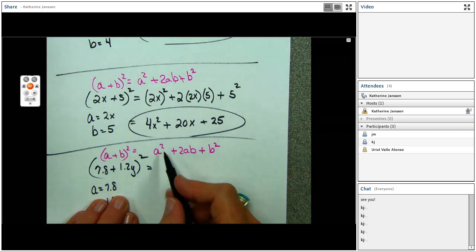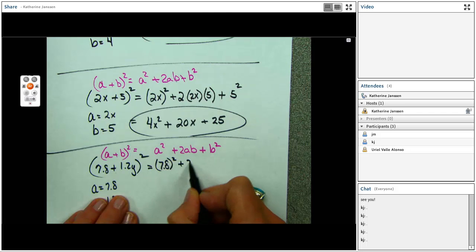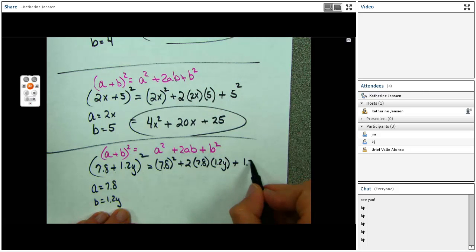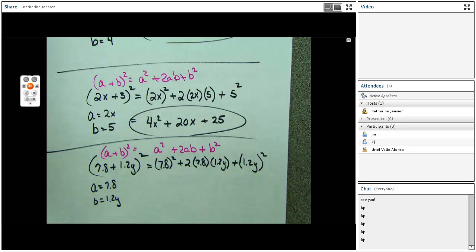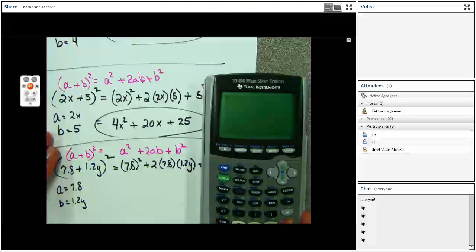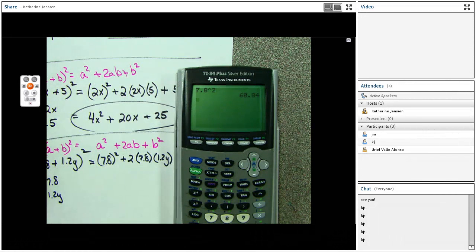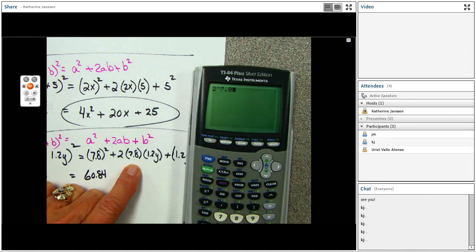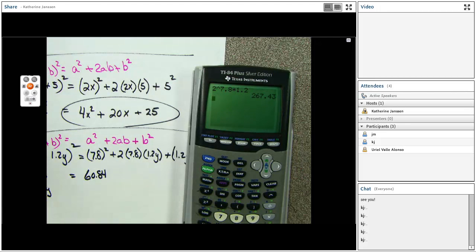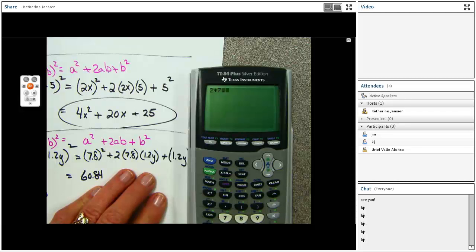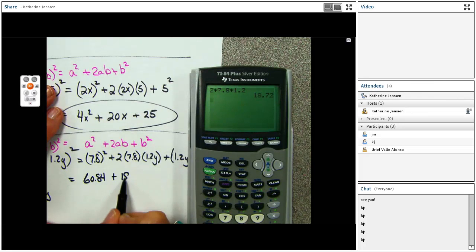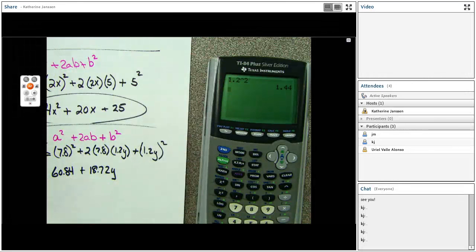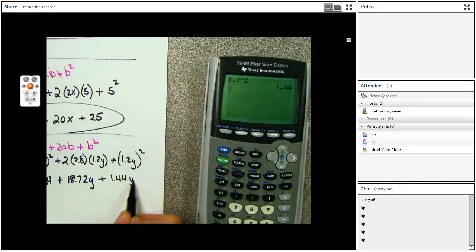So I can substitute. A is 7.8, but I need to square it, plus 2 times A, which is 7.8, times B, which is 1.2y, plus B's value, 1.2y, but I need to square it. (7.8) squared is 60.84, and then 2 times 7.8 times 1.2, looks a little high, 2 times 7.8 times 1.2 is 18.72 times y, and 1.2 squared is 1.44. Y squared is y squared.